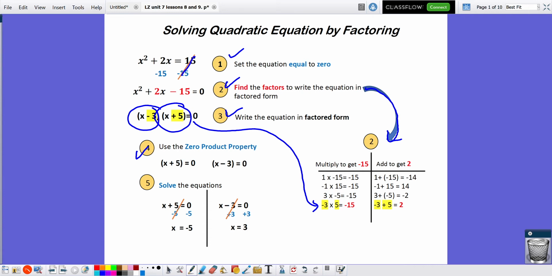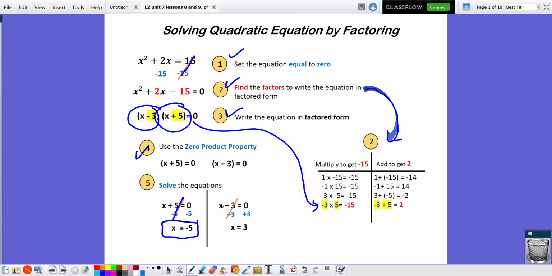I have x plus 5 equals 0. I need to leave x by itself, so I need to cancel positive 5. So to cancel 5, I will subtract 5 from both sides. This way, 5 minus 5 equals 0. It will cancel. So my answer is x equals negative 5.